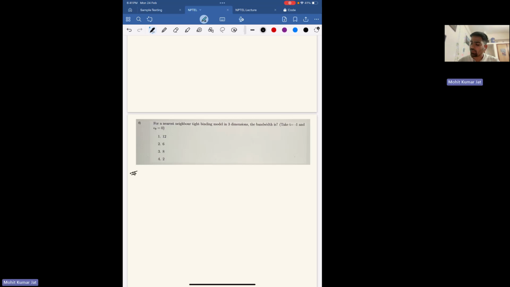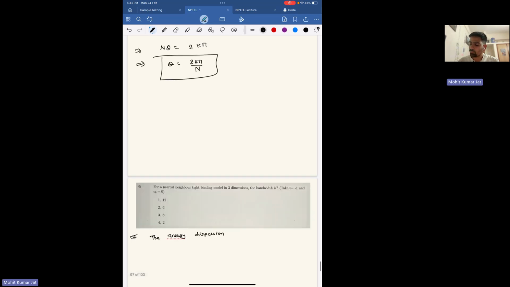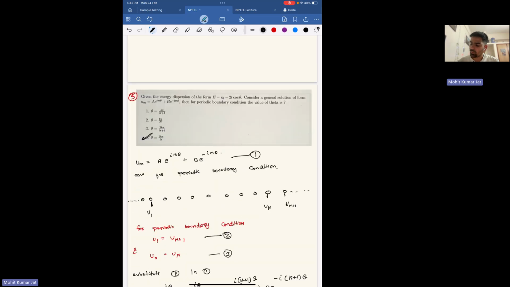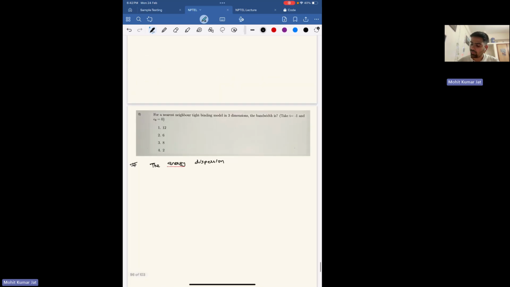For a nearest neighbor tight binding model in 3 dimensions, the bandwidth is okay. So if it is in 3 dimension, the model is in 3 dimension, right? The bandwidth. So we know that the energy dispersion, this is from the class notes, you can refer, and from the previous problem also the expression is written. You can see that E is equal to E naught minus 2t cos theta. So I will just write that thing only. That's the dispersion relation.